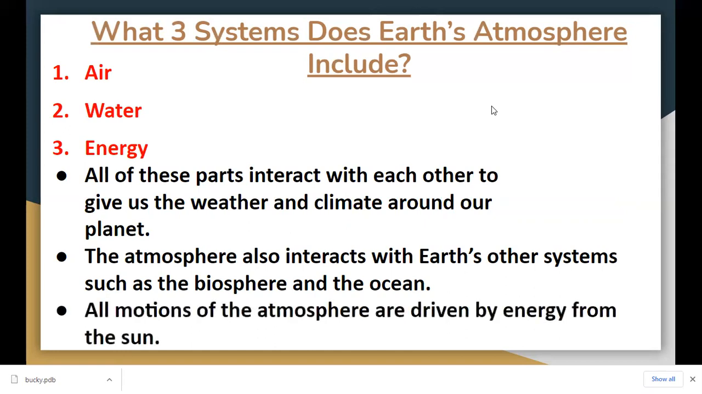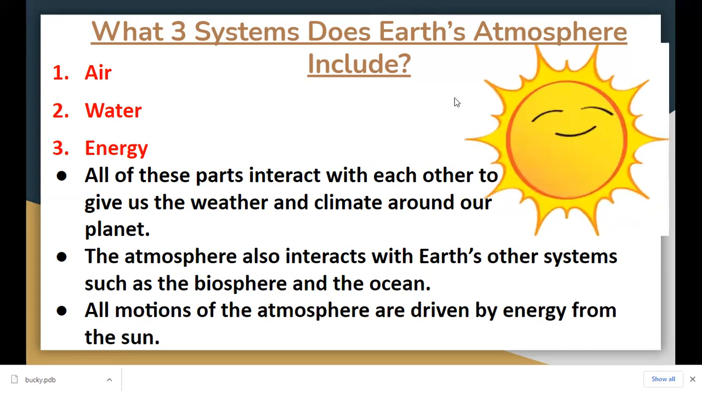All motions of the atmosphere are driven by energy from the sun. Keep that in mind. There's our sun.